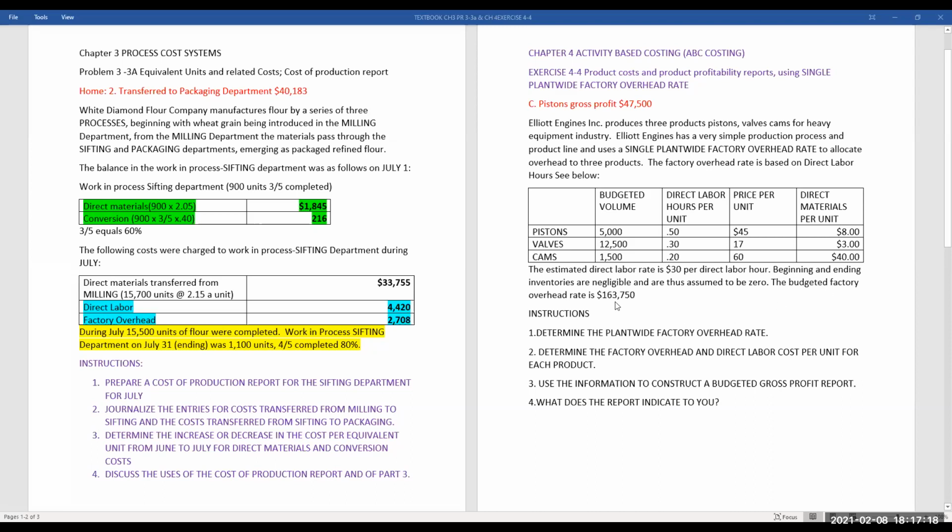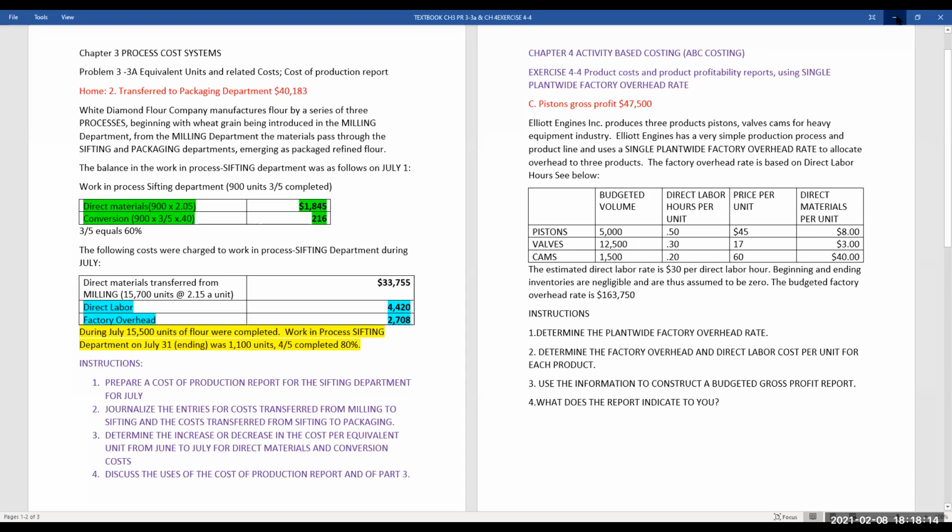So if you have your book open, this is like the piece we might need. And they tell us the budgeted factory overhead is $163,750. Now, budgeted means that we estimated it. That's not the actual number. It's an estimate. So that's important to understand. When they use the word budget, it's estimated versus actual. So they want us to determine the factory overhead rate. They want us to determine the overhead and direct labor costs per unit for each product. So they have pistons and valves and cams, whatever that is, sounds like a car. Use the information to construct a budgeted gross profit. Good. So now look, they give us a piece of information in red. They tell us the piston's gross profit is $47,500. So let's go look at the worksheet.